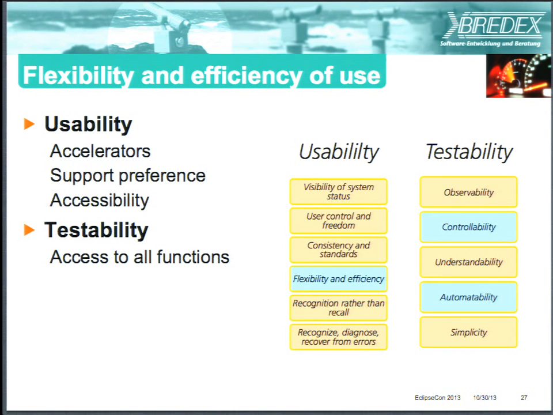Now, in terms of user perspective, power users want accelerators. Power users want to be able to do things as quickly as they can. Newbies need to be guided a bit more. They need to see things. They need to be more led. And there are people who have impairments, visual impairments, hearing impairments, tactile impairments, all kinds of things, who can't access software in the same way as everyone else. And so they're forced in their choices of how they deal with it. And in terms of testability, being able to access all functions is a hugely important thing.